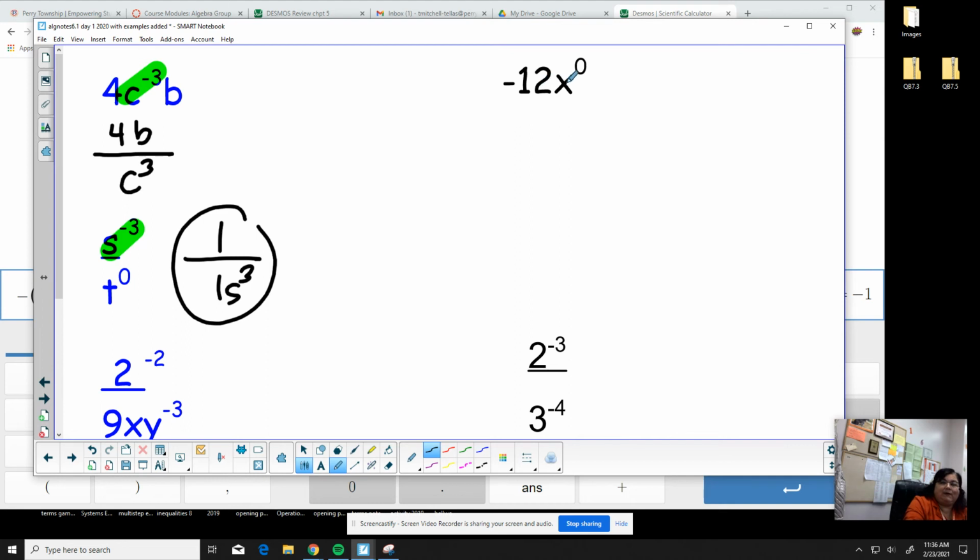Okay, negative 12, x to the 0. Well, x to the 0, this part, anything to the 0 is 1. This is negative 12 times 1, which is negative 12.